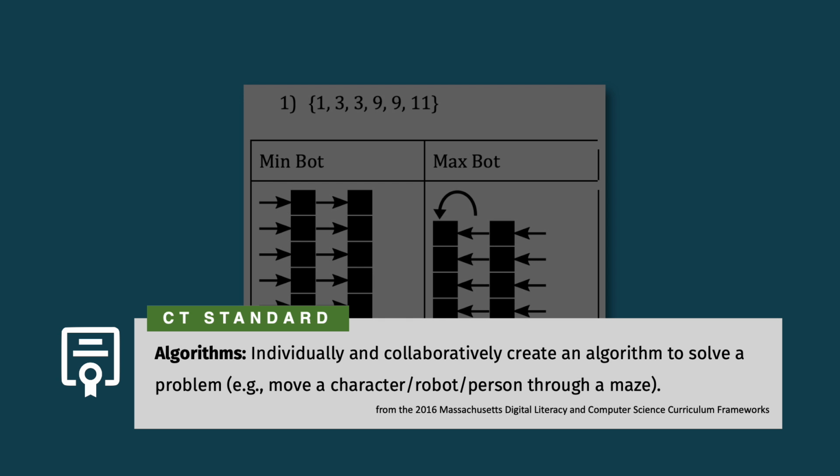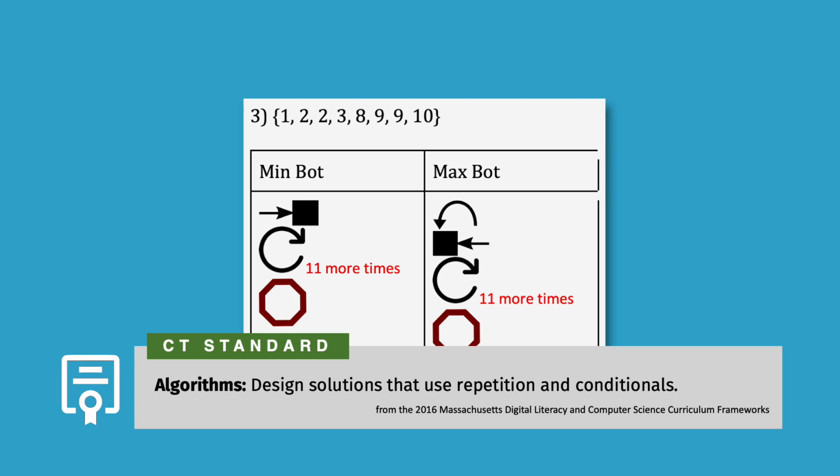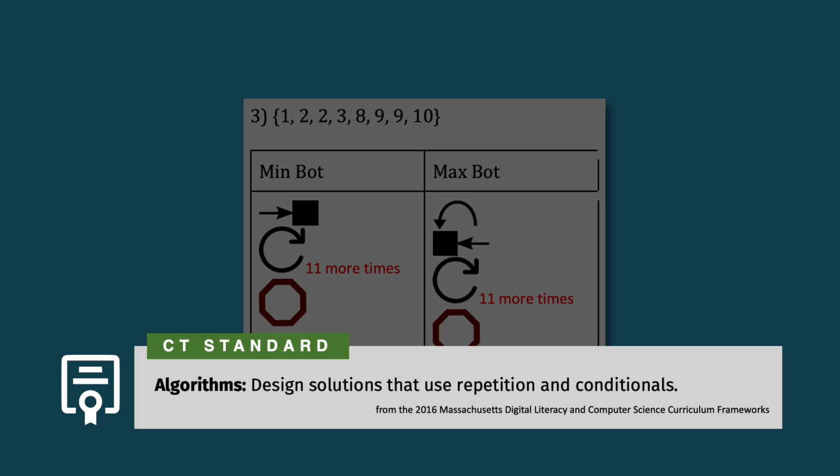They represent their algorithms using a simple symbolic language. By expressing their algorithms this way, they reinforce their understanding of standards from grades 3 to 5 by building their algorithm, and refine their algorithms to look for opportunities to add loops and conditionals to control the flow through their algorithms, addressing the grade 6 to 8 standards.